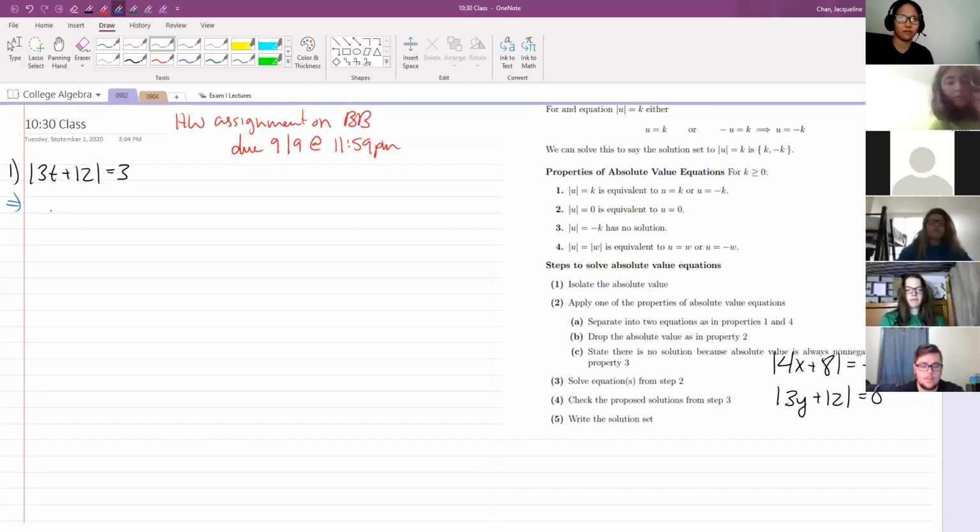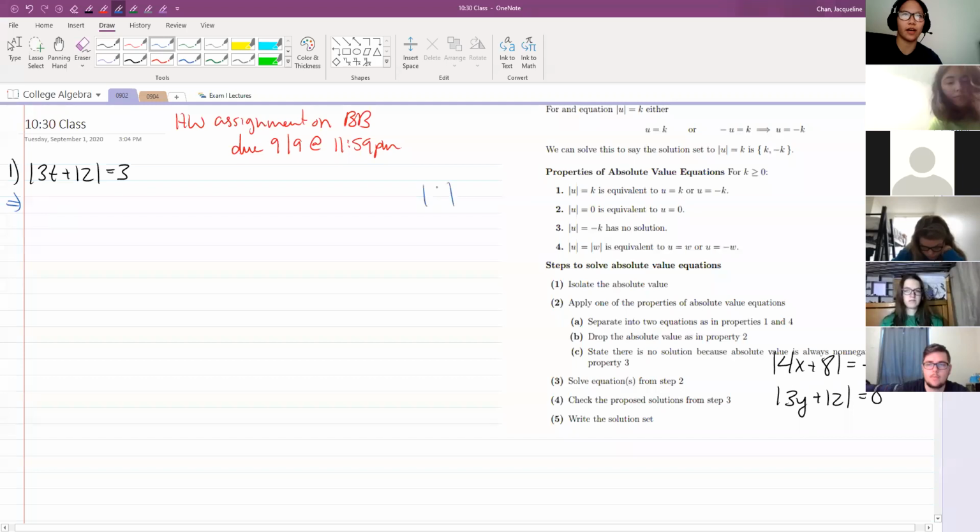You check to see if the absolute value has been isolated. Yes, and has our absolute value been isolated? Yes, very good. It is isolated. It's isolated when the absolute value of whatever is in here is equal to, let's say, k. There should be no constant, no coefficient, and no power. Now that we have isolated the absolute value, what can we do next?